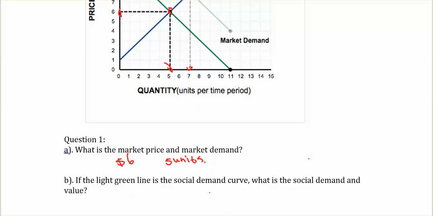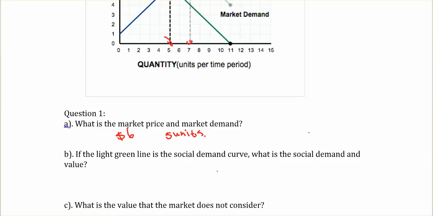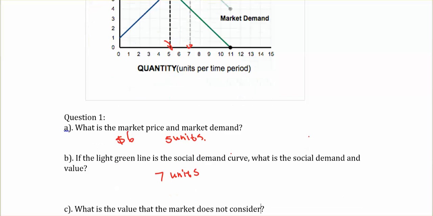So now we can answer question B. The social demand is 7 units. And the social value for this kind of product is $8.